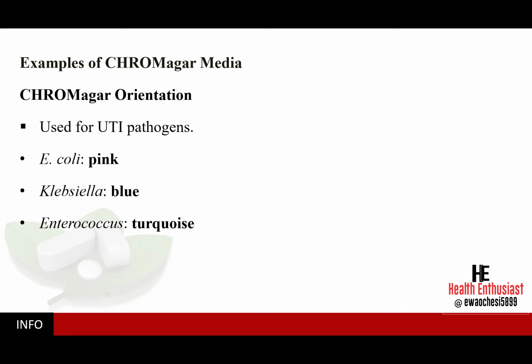Now let's jump right into specifics. Let's look at some examples of chromogenic agar media. Just like we have nutrient agar, MacConkey agar, and Sabouraud dextrose agar, we have what we call CHROMagar Orientation. CHROMagar Orientation is used for urinary tract infection pathogens. It differentiates organisms like E. coli. E. coli appears pink, Klebsiella appears blue, and Enterococcus appears turquoise.